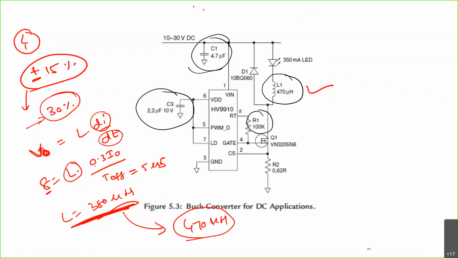The nearest standard value for this is 470 microhenry. So 470 microhenry we normally select. It's supposed to be 380 microhenry for 30% ripple, right? But you are connecting more than that. So the ripple content will be reduced. It may not be at plus or minus 15%, it may be less than that, maybe plus or minus 12% or something like that.